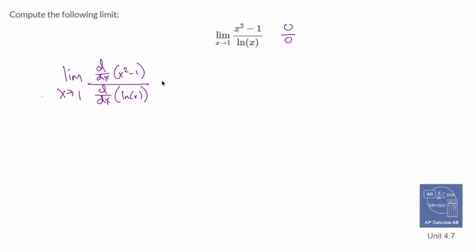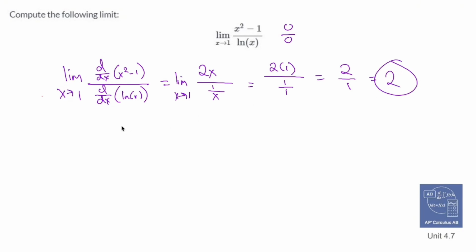I can take the derivative of the bottom, so d/dx of ln of x, and try it again. So the derivative of x squared minus 1 is 2x. So I'm taking the limit as x approaches 1 of 2x, and the derivative of ln of x is 1 over x. I can plug in 1 now. So when I do, I get 2 times 1 over 1 over 1, which is 2 over 1, which is 2. So L'Hopital's rule helps me out if I get 0 over 0 or infinity over infinity, but 0 over 0 is what I got. Since I can't factor, L'Hopital's rule is the only option I can take.